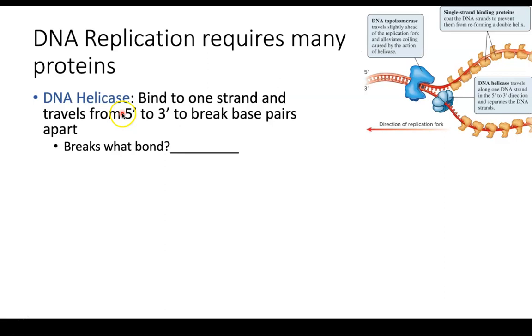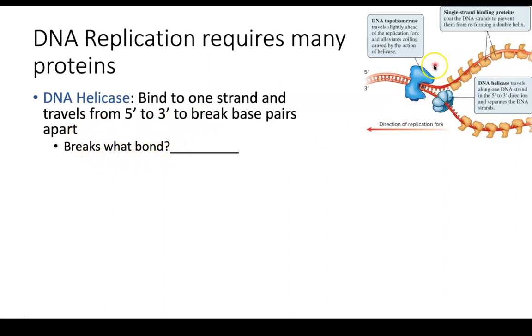And the DNA helicase is like a zipper. You understand what a zipper looks like, right? Let's say you have a hoodie or a jacket that has a zipped up portion. Think of the DNA helicase as being the zipper that is actually going to unzip those two sides. So you have to ask yourself, what is it breaking? It's breaking the base pairs apart.